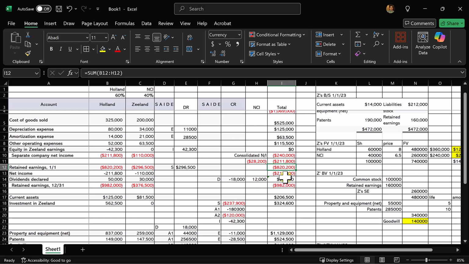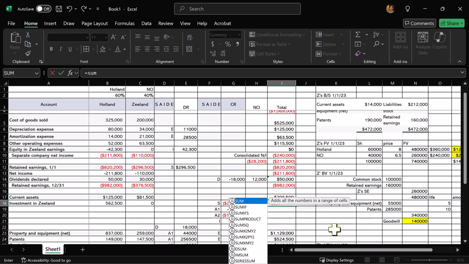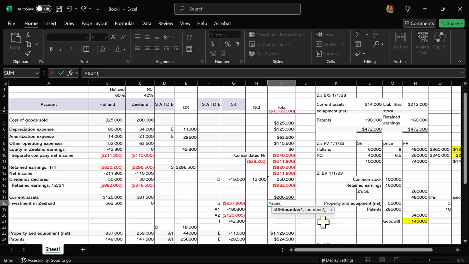So I just finished this retained earnings here. Let's see. So this is zeroed out. Let's go to the assets. So current assets just added straight across. This investment, not just this one row, but combining all of the adjustments here. So let me redo the formula. Sum, and then include everything in these rows here.